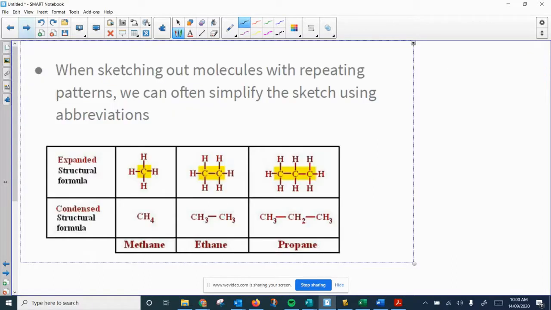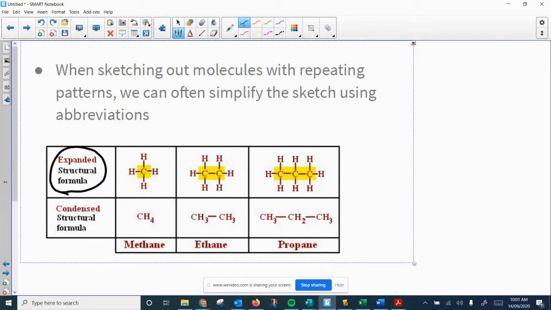Now, no doubt at this point, you're tired of drawing H's. There's just so many H's. You get one of those big, long, you're drawing H's, and then your hand cramps up, and then your H's start to not look like H's anymore, and it's just a whole big thing. What we've been doing is the expanded structural formula. Every carbon has exactly 4 bonds, no more, no less. Every hydrogen has exactly 1 bond, no more, no less.